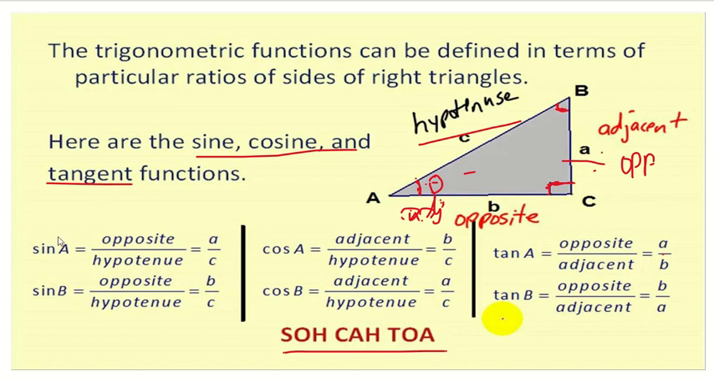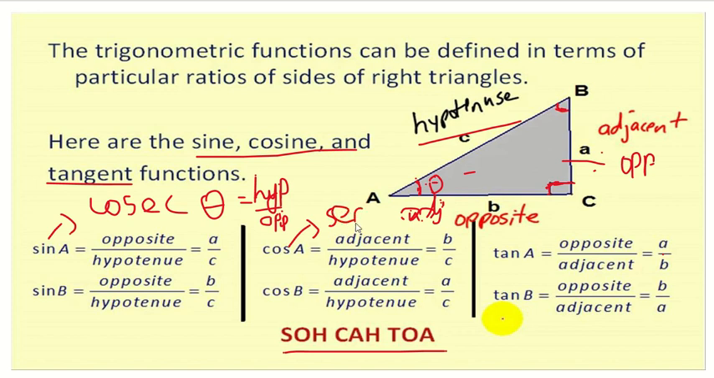Then we have three more functions. The first one is cosecant theta, the reverse of sine. Reverse of sine means hypotenuse by opposite, and you call it cosecant theta. Then the reverse of cos is called secant theta, or sec theta.